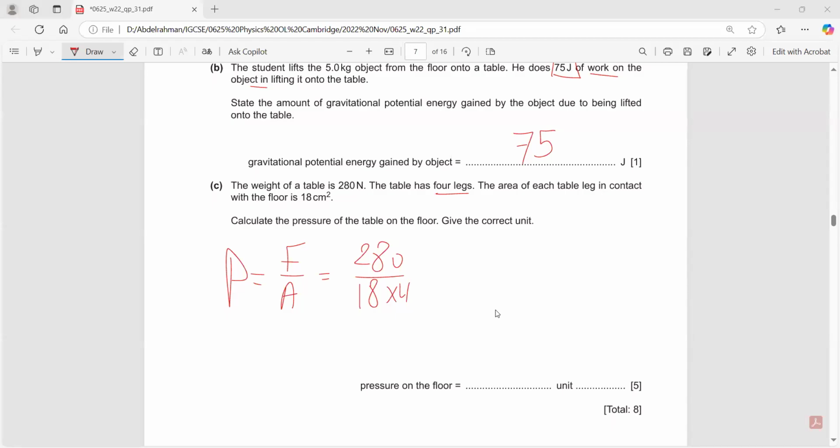3.99. What is the unit? Force over area, which is newtons per centimeters squared.